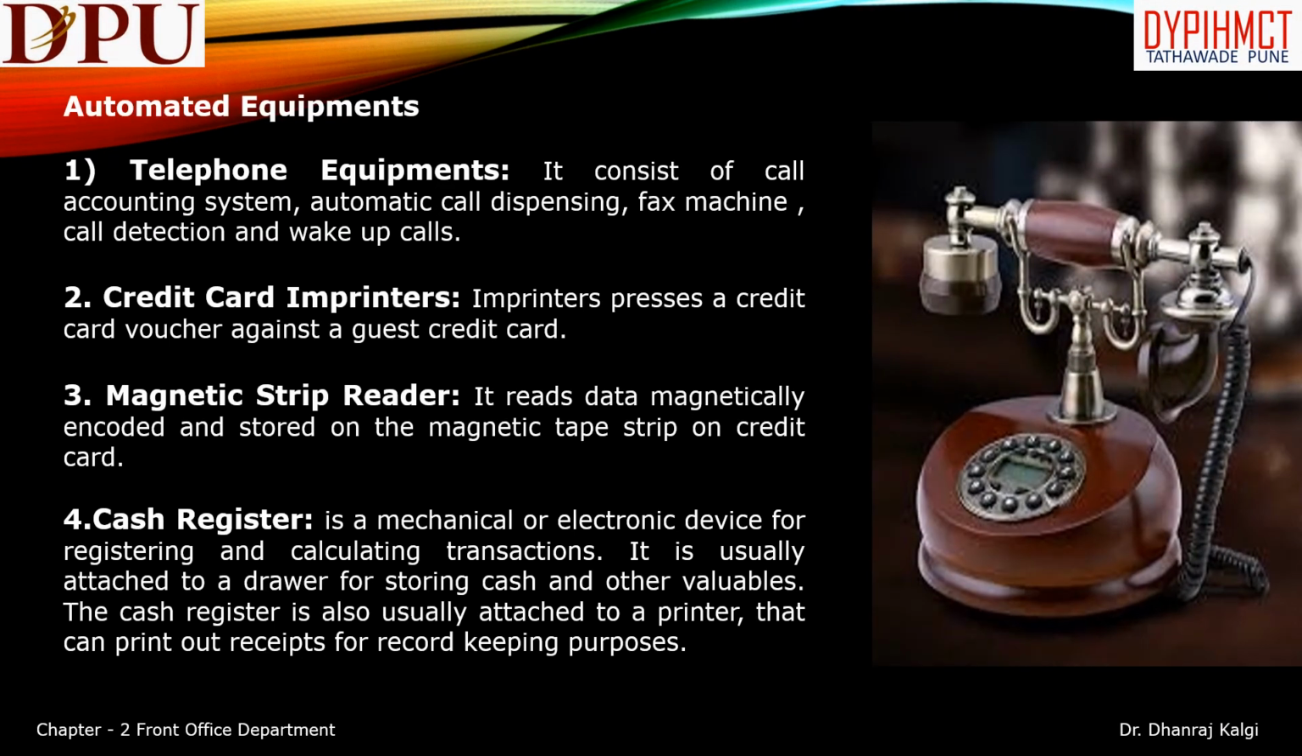Automated equipment. Telephone equipment. It consists of call accounting system, automatic call dispensing, fax machine, call detection and wake-up calls. Credit card imprinters. Imprinters press a credit card voucher against a guest credit card. Magnetic strip reader. It reads data magnetically encoded and stored on the magnetic tape strip on a credit card. Cash register is a mechanical or electronic device for registering and calculating transactions. It is usually attached to a drawer for storing cash and other valuables. The cash register is also usually attached to a printer that can print out receipts for record-keeping purposes.